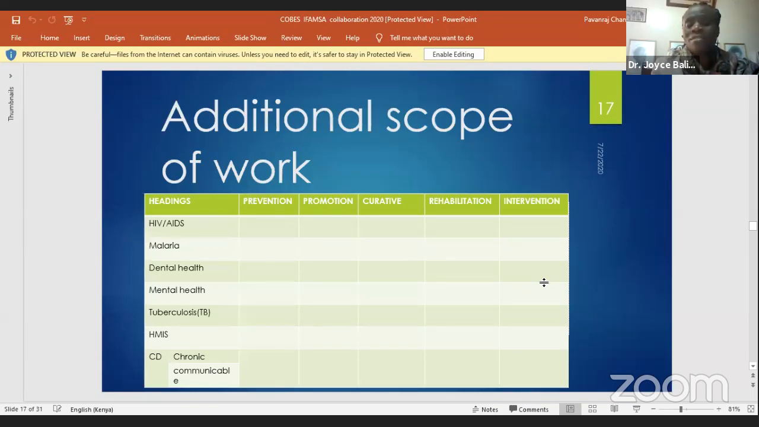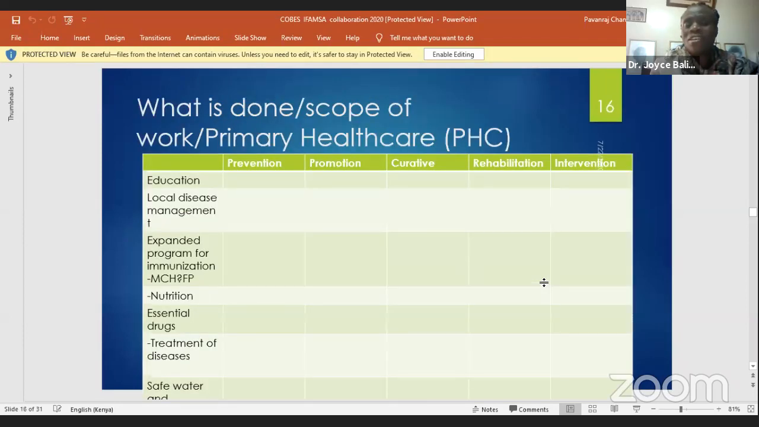If you just go back, these are the first eight elements of PHC as dictated to us by WHO. And we are saying to be a researcher, you must know, first of all, education. If you take the first letter of all those ones, you'll find that it's actually elements. The PHC elements are taken care of. What should we be doing? Prevent, promote, cure, rehabilitate, and intervene. So we've added to the eight.